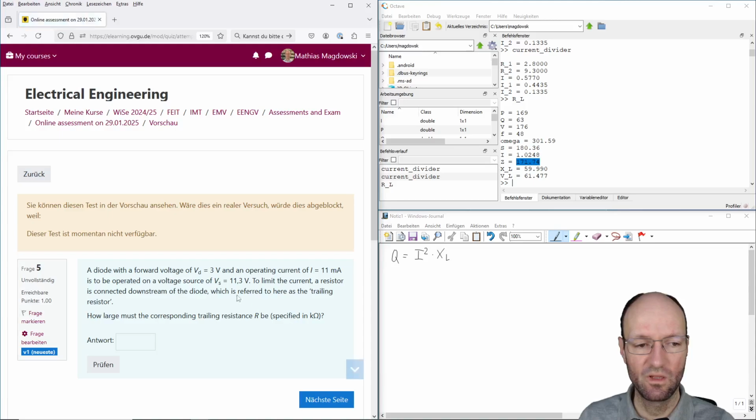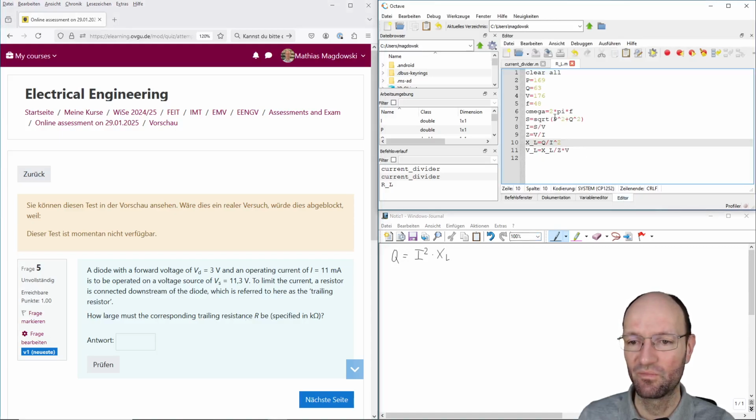Next page. We have a diode, and this diode has some forward voltage and some operating current, and should be operated on a voltage source with a certain value. And to limit the current, a resistor is connected after the diode, right downstream of the diode, which is referred to here as a trailing resistor. And how large, how much resistance does this trailing resistance need?